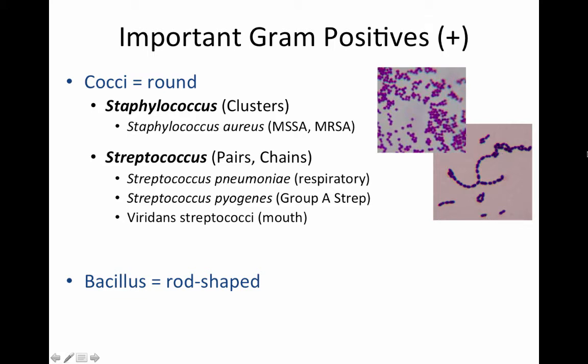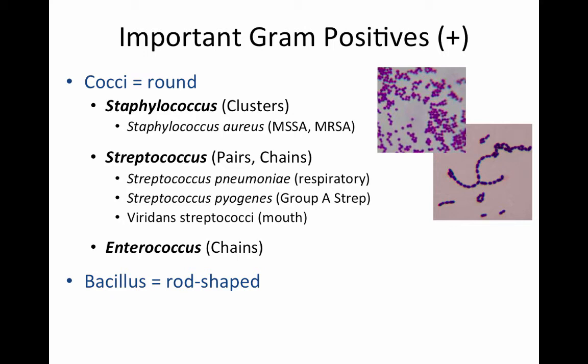The common ones to remember with Streptococcus that cause infection that we'll treat with antibiotics are Streptococcus pneumoniae, which is a common respiratory pathogen, Streptococcus pyogenes, which is also known as group A strep, as well as Viridans streptococci, which is found in your mouth, a common cause of dental caries or cavities. Enterococcus is also a gram-positive cocci, and they're typically found in chains.